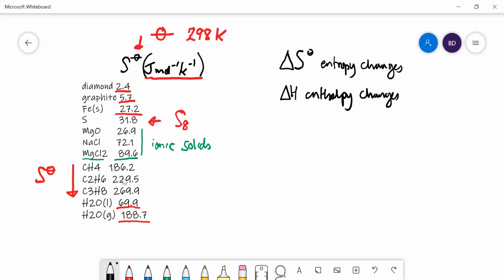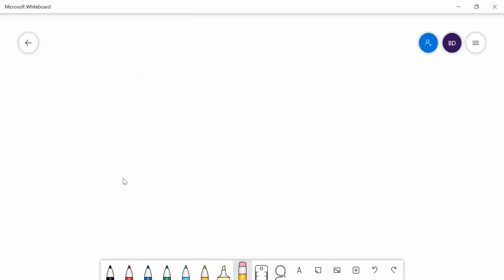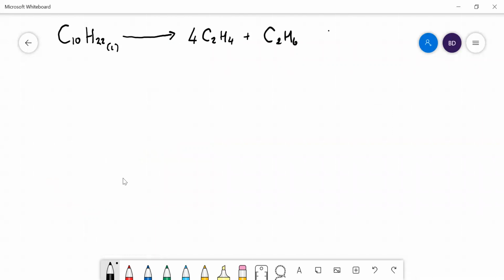Right, let's think of the reaction you might get in cracking. So let's say you get some decane. Decane is C10H22, and you're going to crack that. I will put the state symbols in, and you're going to turn it into 4 molecules of ethene and 1 molecule of ethane. We've got to work out delta S for that.